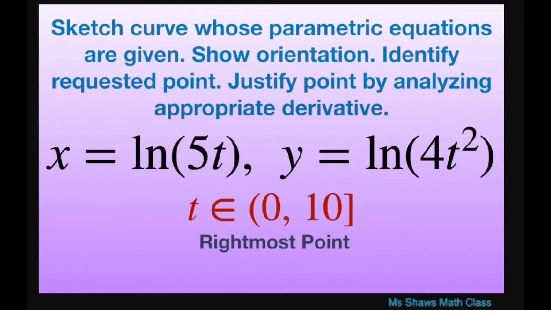Hi everyone, we're going to sketch the curve whose parametric equations are given, show the orientation, and identify the requested point. So they want the rightmost point. That means whatever goes with this 10, this is going to be the rightmost point for your x. This is your x value. And we're going to identify the requested point, justify the point by analyzing the appropriate derivative.